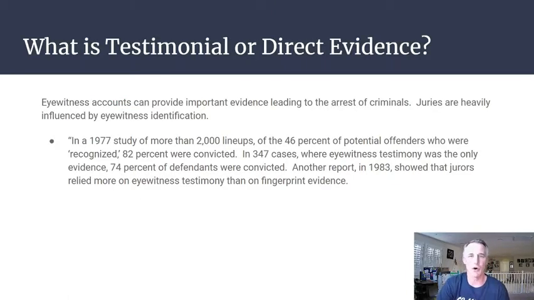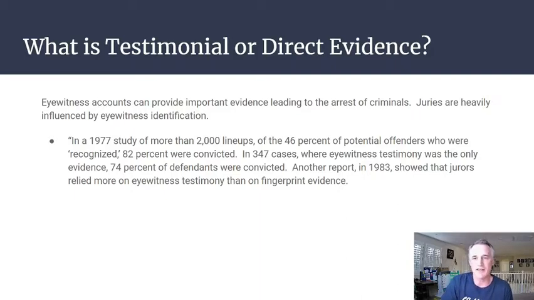So what is testimonial or direct evidence? Eyewitness accounts can provide important information leading to the arrest of criminals. However, it seems that juries are heavily influenced by eyewitness identification. In a 1977 study of more than 2,000 lineups, 46% of the potential offenders who were recognized, 82% of them were convicted.